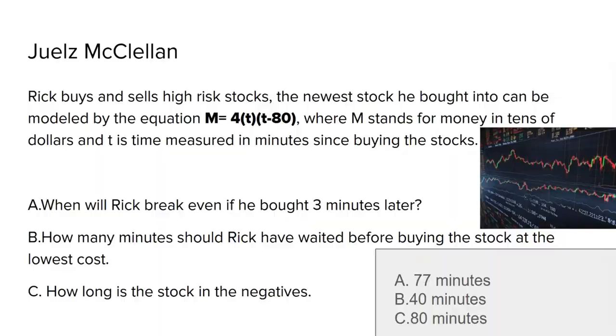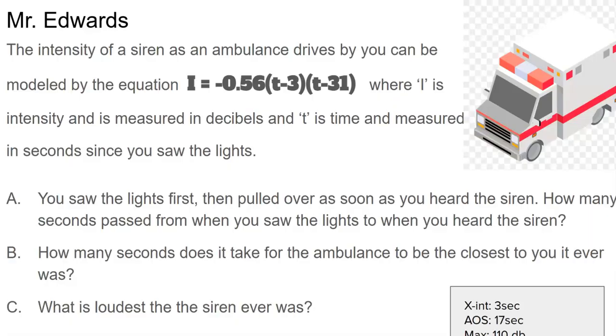Now, I want to go back to mine. How to actually solve these. It says the intensity of a siren as an ambulance drives by can be modeled by that equation. I is the intensity of the sound, and D is measured in decibels, and then T is how many seconds since you saw the lights. So as you're driving, you look up, you see the lights first, then when you hear the siren, you pull over. How many seconds passed from when you saw the lights to when you heard the siren? How many seconds does it take for the ambulance to be closest to you that it ever will be? And then what is the loudest the siren ever was?